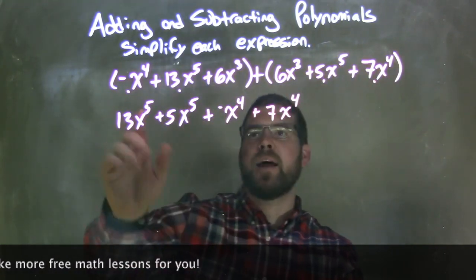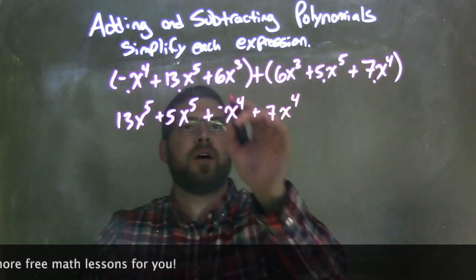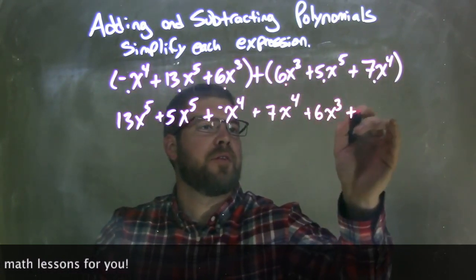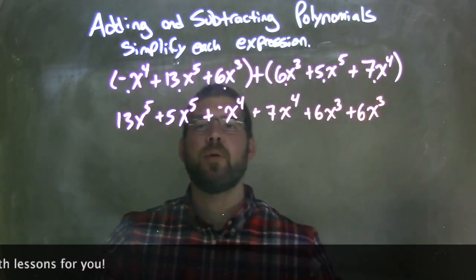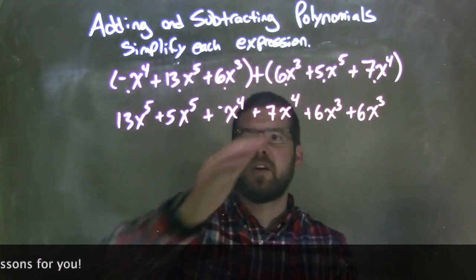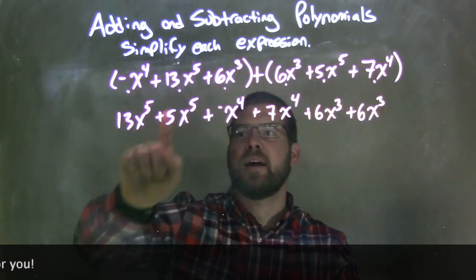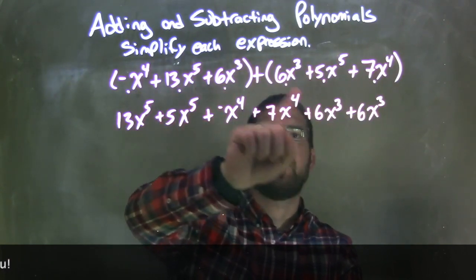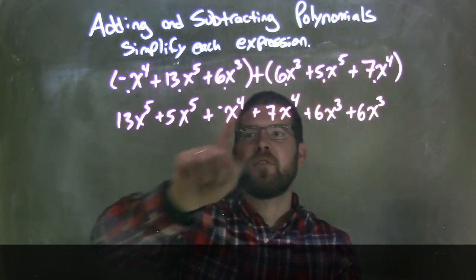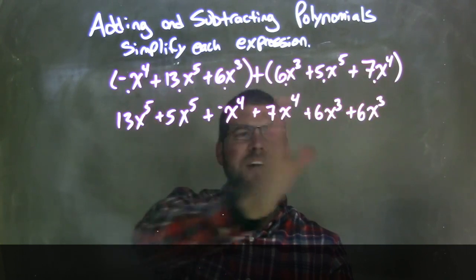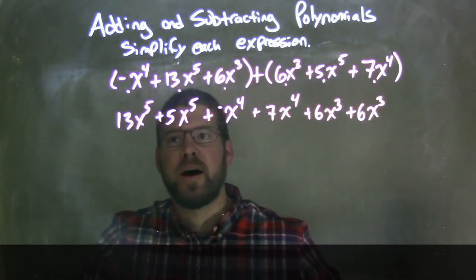Okay. Now my next highest power is the third power. We have 6x to the third, and another 6x to the third. And I put little dots there to mark which ones I brought down. We should have everything. Let's double check. Negative x to the fourth is right there. 13x to the fifth is right there. 6x to the third is right there. 6x to the third is right there. 5x to the fifth is right there. And 7x to the fourth is right there. Highest degrees came first. Now we can simplify.